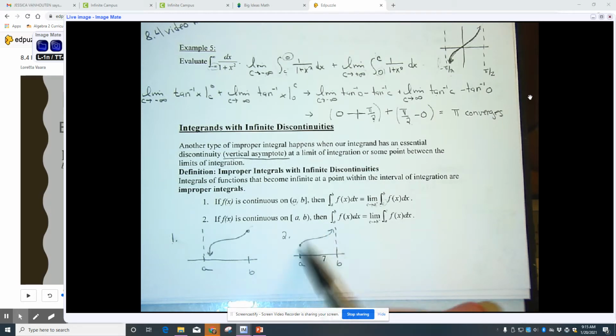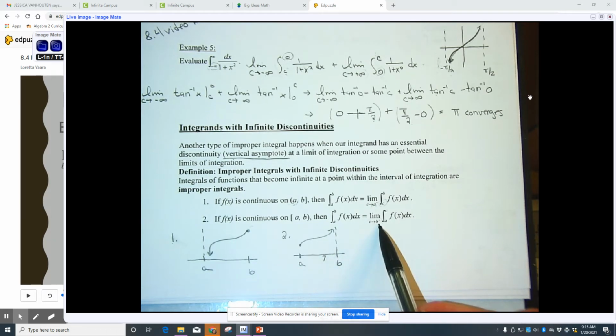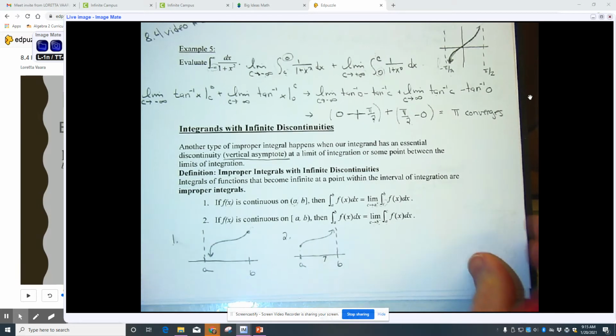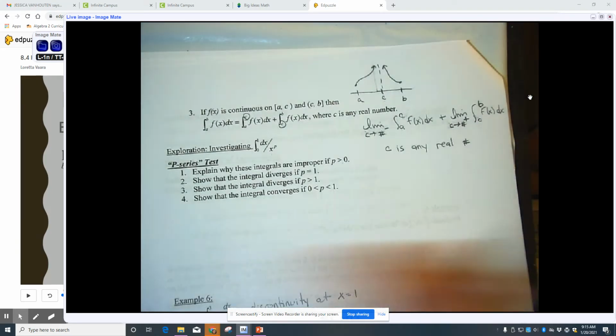Function is defined to the left of b. So I'm going to approach b from the left. So a is fine. B does not exist, so that's where I want to put my limit in, and I want to approach b from the left. So I would put those sketches in your notes. I don't know about you, but it helps me to have a picture.